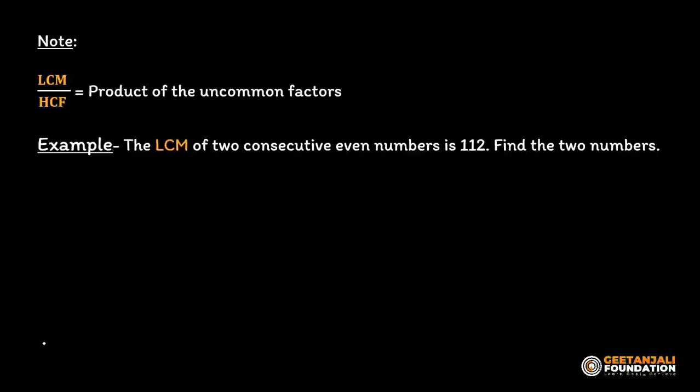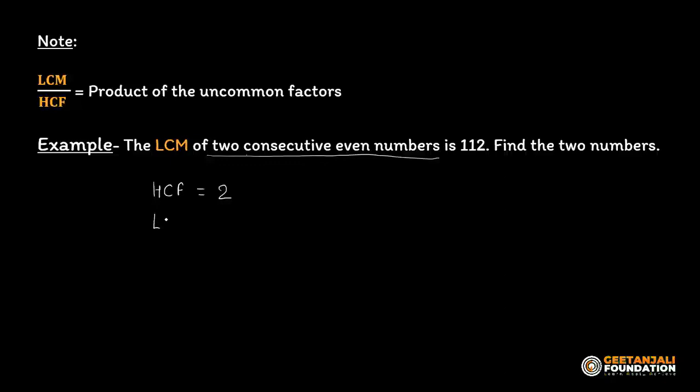The LCM of two consecutive even numbers is 112. Find the two numbers. You don't know anything other than their LCM. But here you need to notice this thing: two consecutive even numbers. The HCF of two consecutive even numbers is always 2. If you don't know this property, you may note it down. You can understand this by taking some examples also. Here I am not going deeper into it; I have just told you this property.